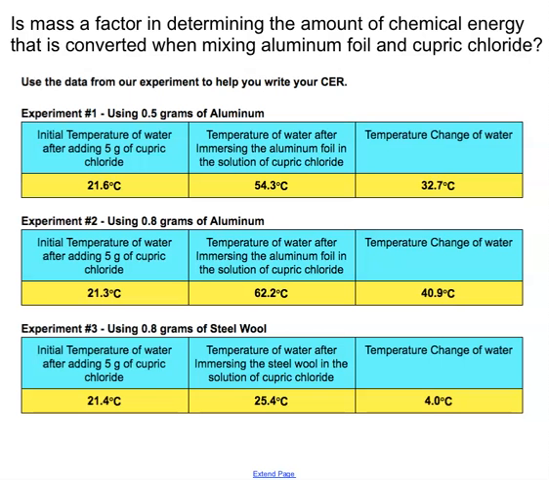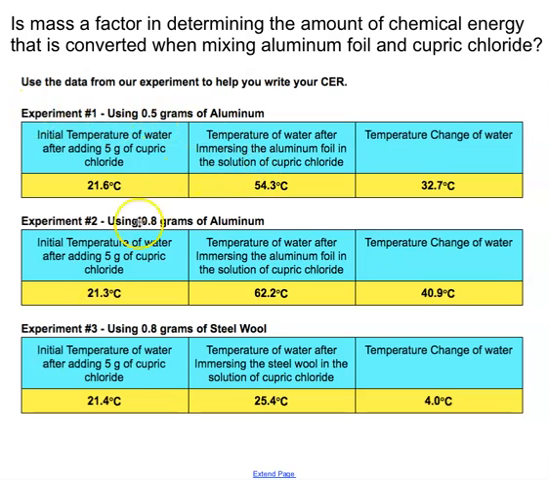When I take a look at the top of the CER test, this sentence right here is the most important sentence on the entire page. It says, is mass a factor in determining the amount of chemical energy that is converted when mixing aluminum foil and cupric chloride? So that's what you're trying to answer. Is mass a factor? Not whether or not chemical energy is being created, but is mass a factor in determining the amount of chemical energy?